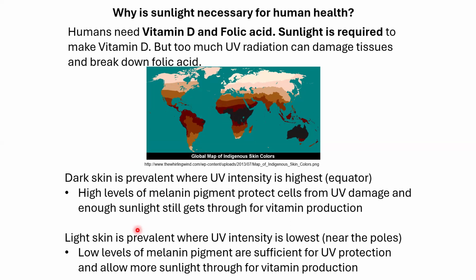But then the light skin side of it is more prevalent away from the equator, more towards the poles, because the low levels of melanin being produced allow more sunlight to come through for vitamin production. If there's not enough sunlight, what happens is it can get in and give more vitamin D and folic acid and keep things properly running in your system.